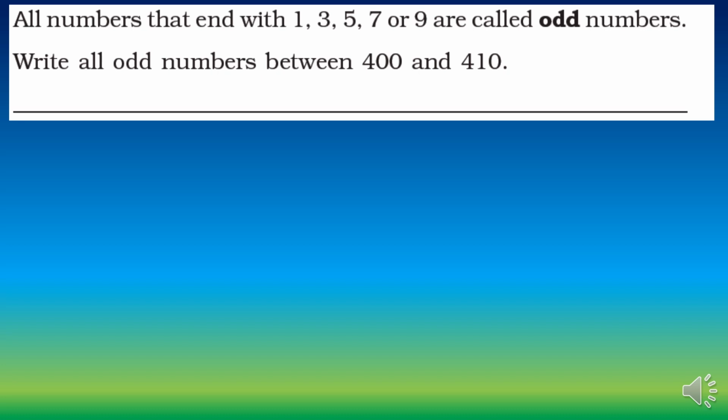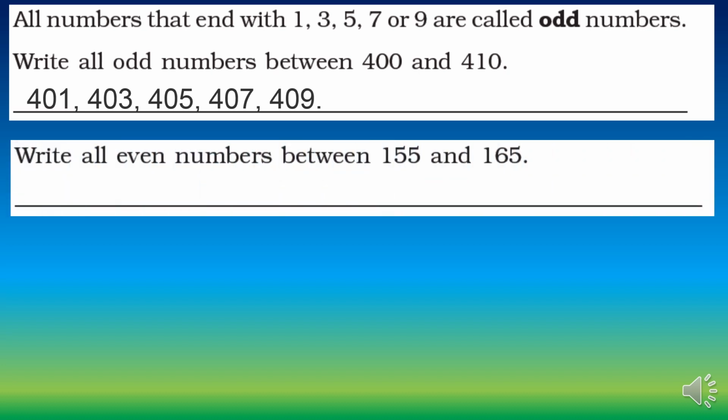Write all the odd numbers between 400 to 410. So after 400, 401, then 403, 405, 407 and 409 are odd numbers between 400 and 410. Write all the even numbers between 155 and 165. So these are 156, 158, 160, 162, 164. These are even numbers between 155 and 165.